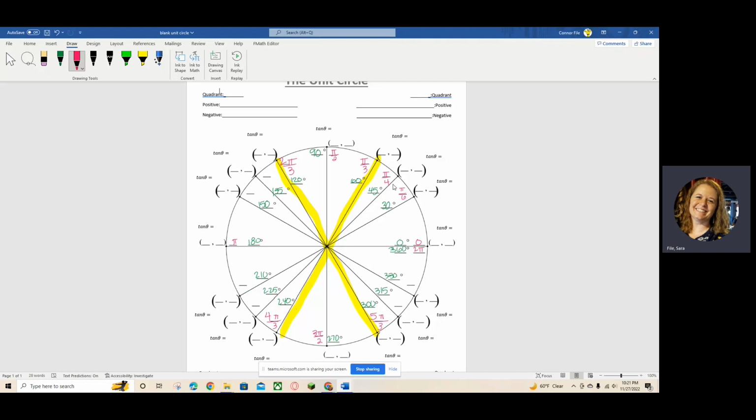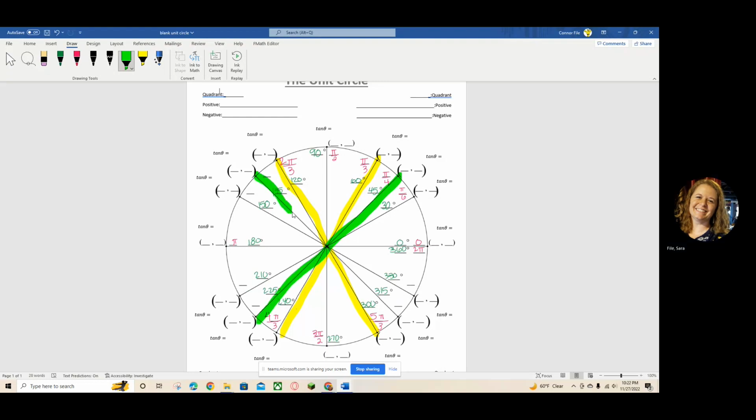Okay, and then we did the same thing with fourths. So all of those that are a pi fourths or a 45-degree reference angle, the ones that are in the middle of each quadrant, are all going to be something pi fourths.